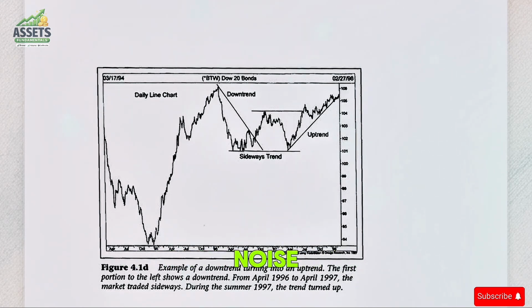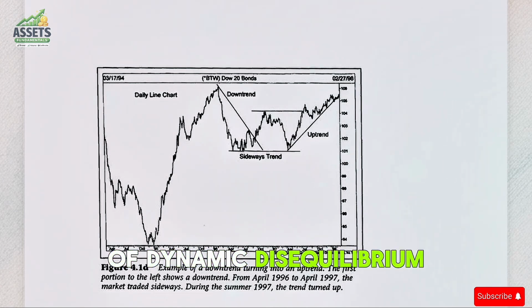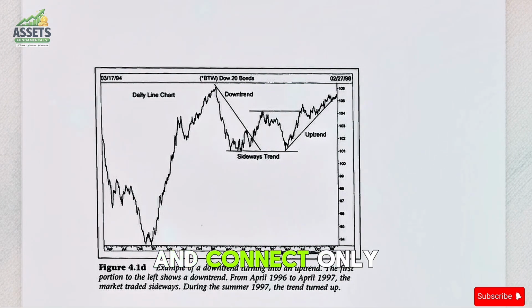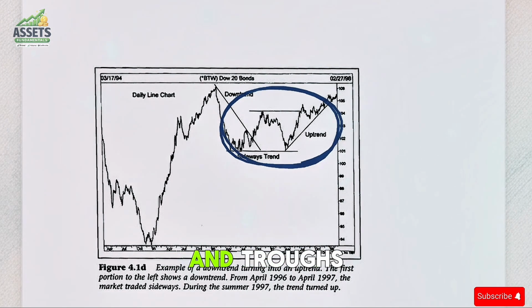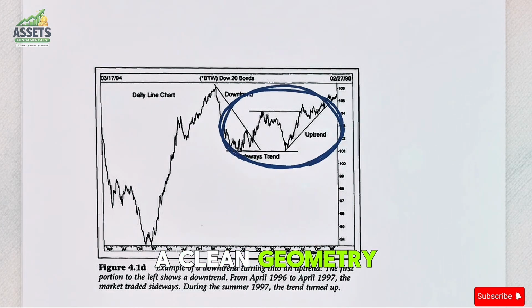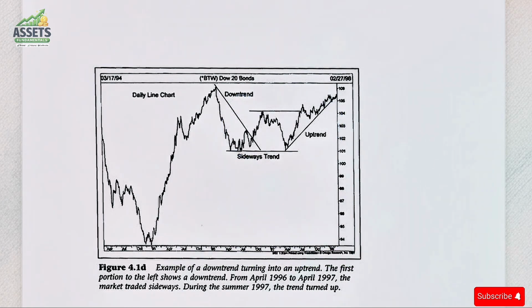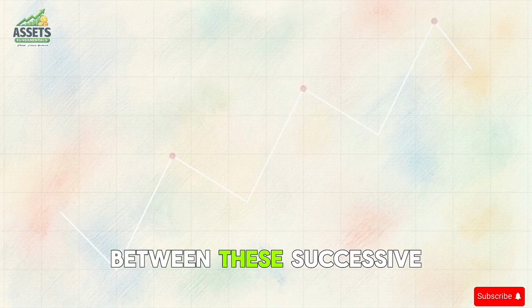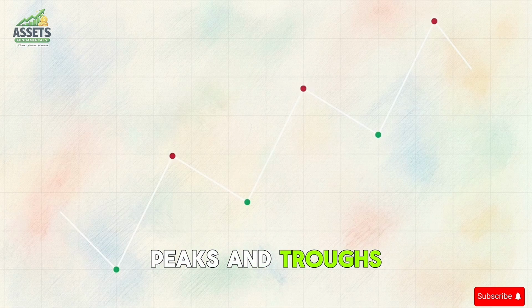Beneath this daily noise, markets operate in a continuous state of dynamic disequilibrium, characterized by a series of successive waves. If we strip away the minor daily fluctuations and connect only the major peaks and troughs, a clean geometry begins to emerge from the noise. A trend is defined by the geometric relationship between these successive peaks and troughs.